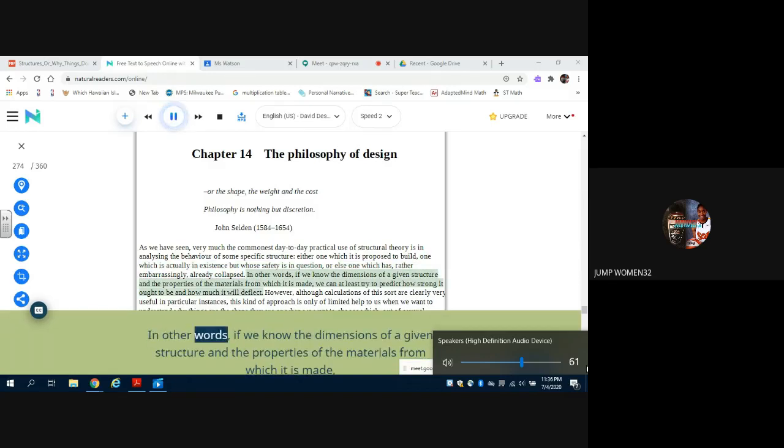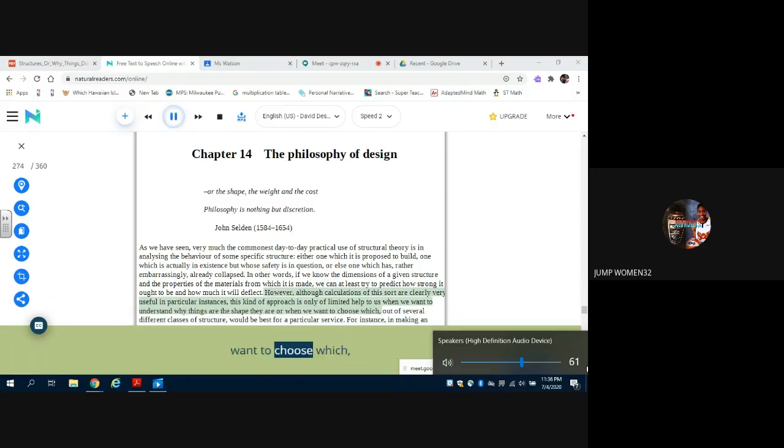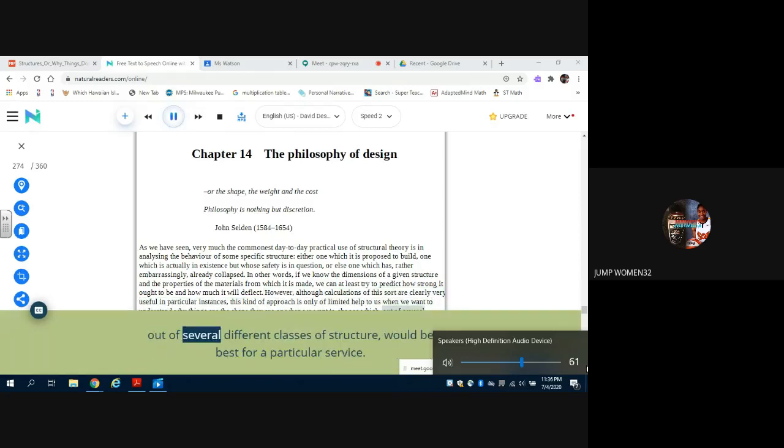In other words, if we know the dimensions of a given structure and the properties of the materials from which it is made, we can at least try to predict how strong it ought to be and how much it will deflect. However, although calculations of this sort are clearly very useful in particular instances, this kind of approach is only of limited help to us when we want to understand why things are the shape they are or when we want to choose which, out of several different classes of structure, would be best for a particular service.